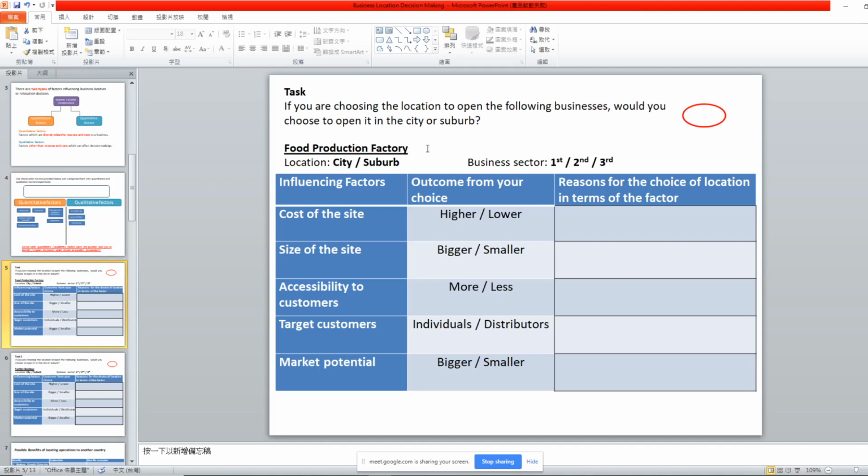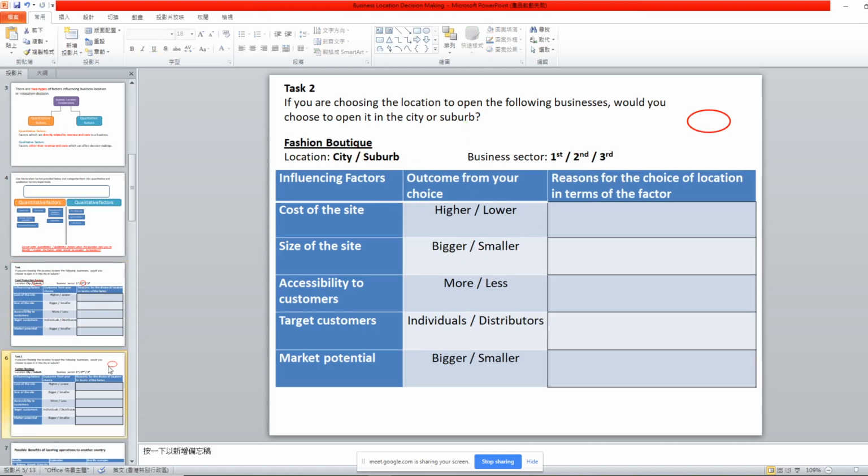So what business sector is the food production factory? Okay, the second one. So that is good. Now we got it. It's in the secondary sector. So if you are trying to locate a food production factory, where would you locate that factory? Suburb, right. Because there are so many reasons, and those are the reasons that you have to finish in the table. So suburb, that is good. Let's put it here. Let's go to the next one.